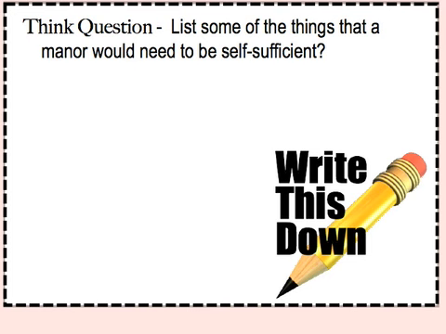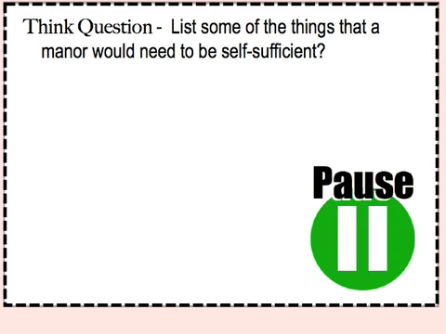So here's what I want you to do next. I want you to flip this page over onto the back, and I'd like you to make a list of things that a manor would need to be self-sufficient. And you can go back to that map that's on the front to get some ideas. You can think about, well, where are these people going to live? What are they going to eat? What sort of tools are they going to need? What do they need to defend themselves? Things like that. So take a minute. I want you to just pause and make a list of as many of these as possible.